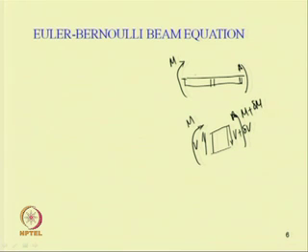If we consider the loading per unit length equal to p(x), let p(x) be the loading per unit length on this beam. So for the small element dx, the loading can be written as p(x) dx.